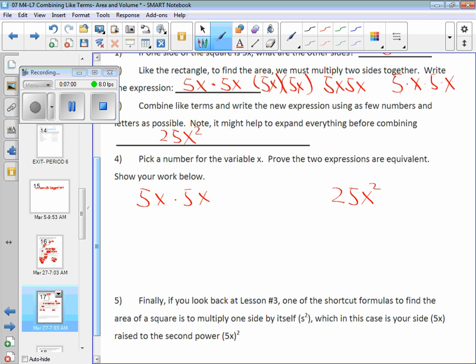Give me a number. 2. Work smarter, not harder. Don't deal with numbers higher than 2 unless you have to. Okay, let's substitute 2 in.